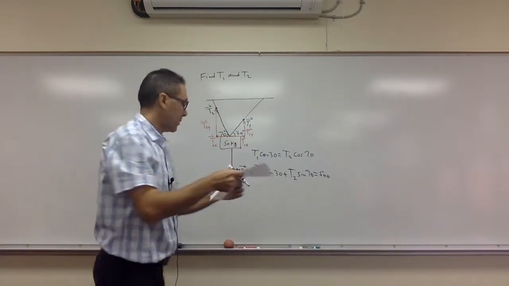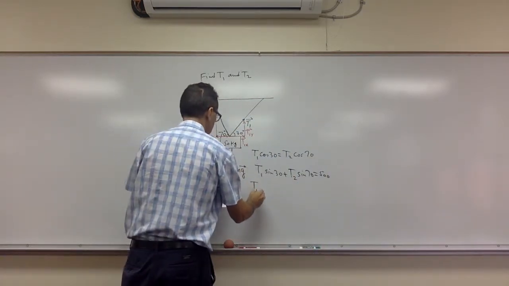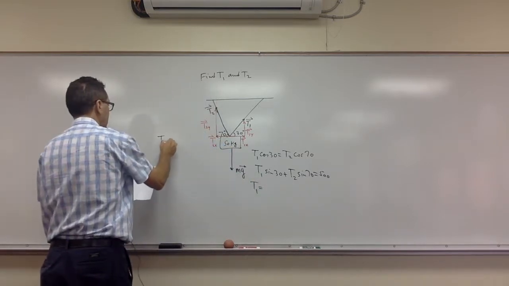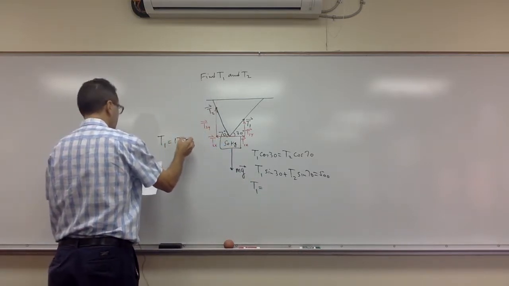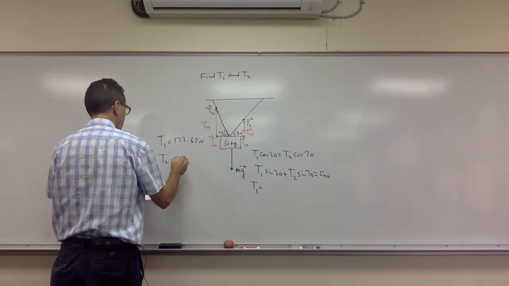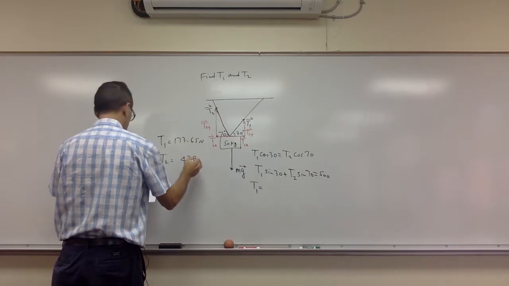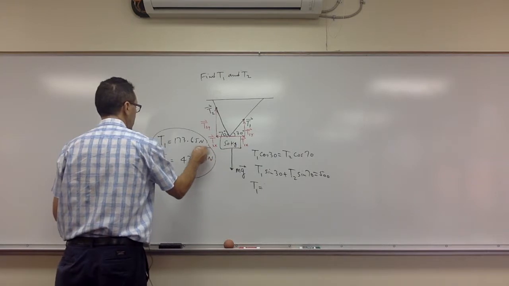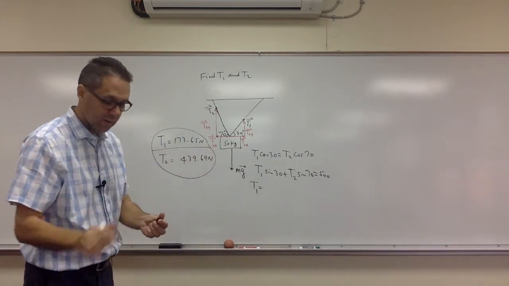Okay, so I came up with T1 being equal to, I'll write it here, T1 is 173.65 newtons, and T2 came up to be 439.69 newtons. All right. Now that took a lot of work. You have to do a system of equations and stuff like that.